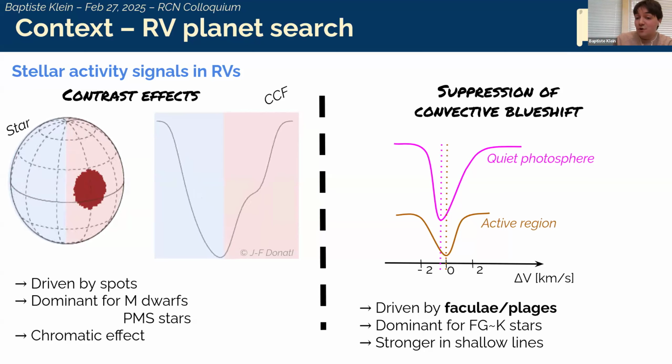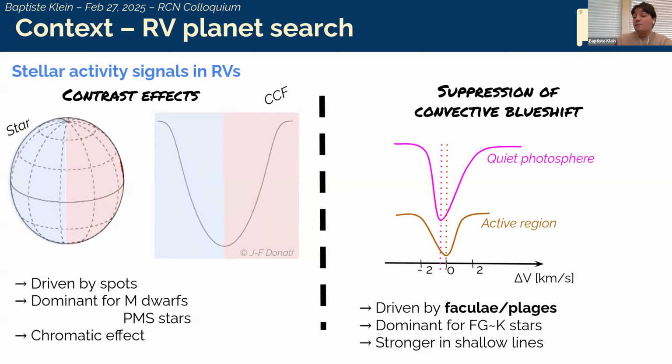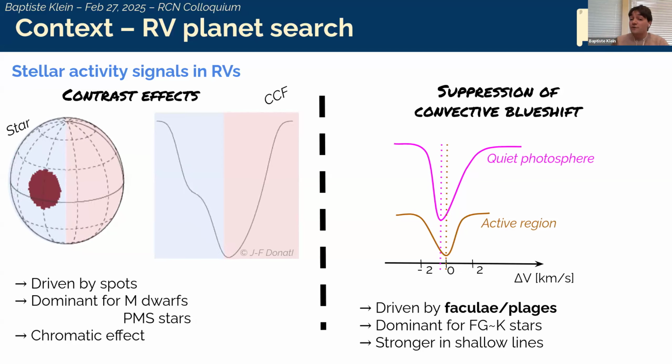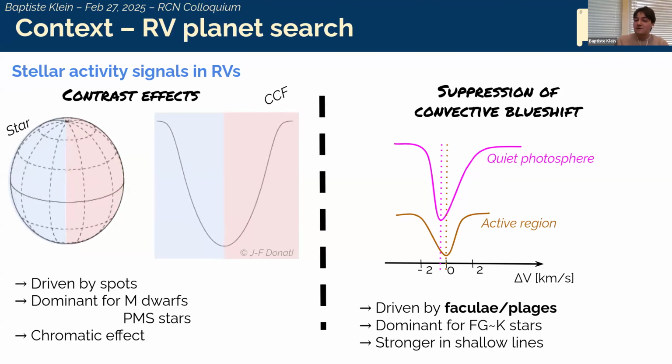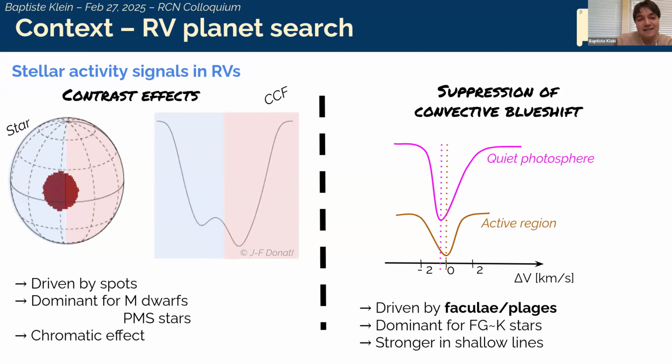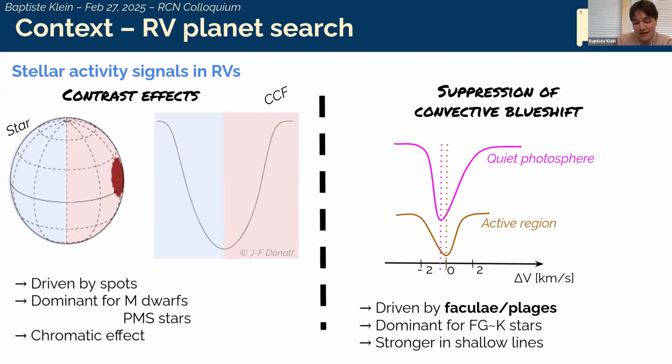So this effect is dominant for the sun and dominant for probably F and G stars, maybe K stars as well. And it has been shown that it is also stronger for a shallower line because these lines are formed deeper in the convective zone and therefore are more affected by convective effect. So these are kind of the two effects that are linked to active regions that I will try to describe today.